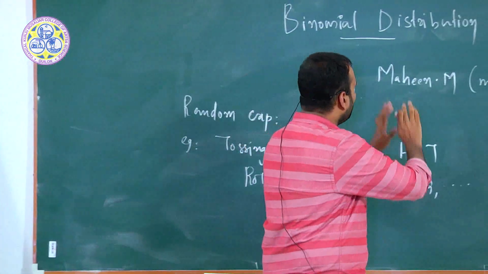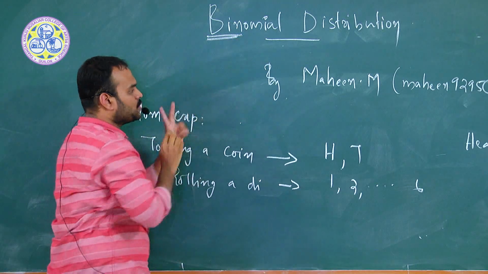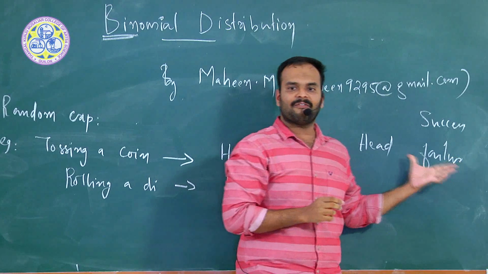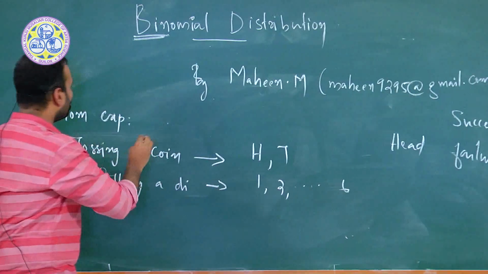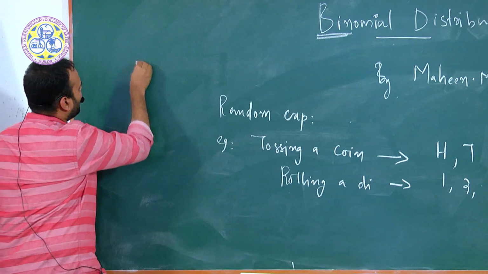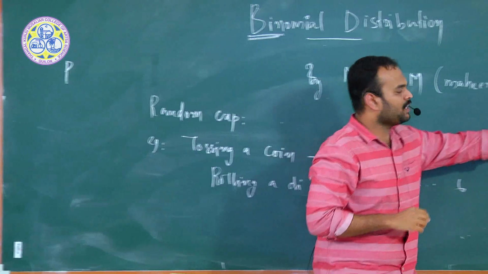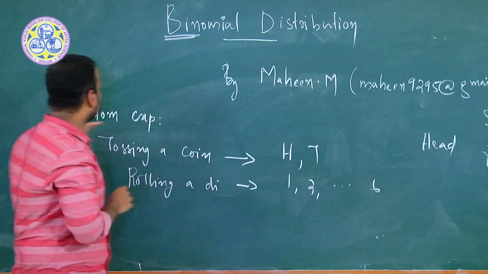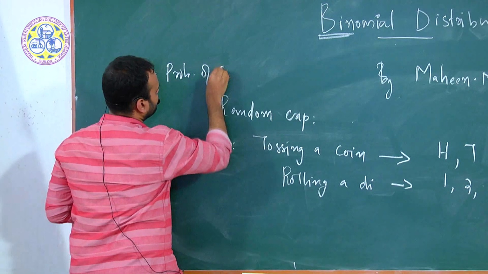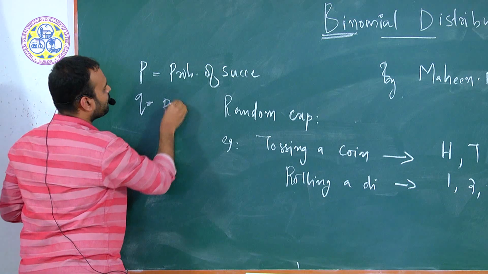In the binomial distribution, the term itself means 2 outcomes. One is a successful outcome and the second one is failure. In binomial terms, we write that P stands for the probability of success, and Q stands for the probability of failure.